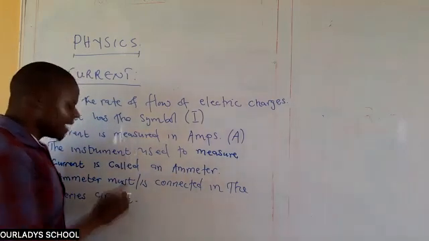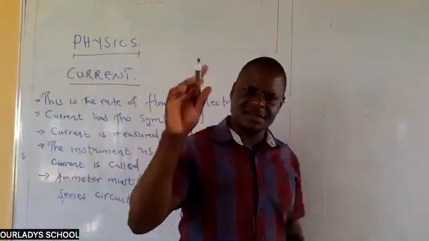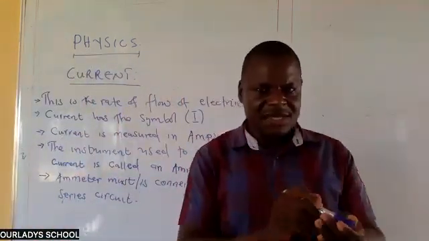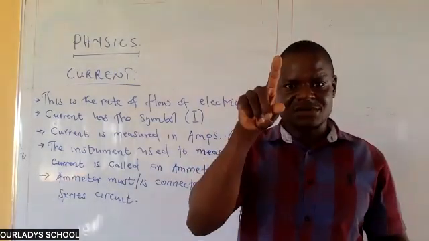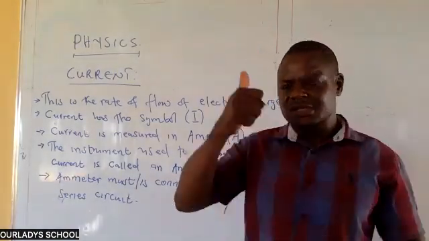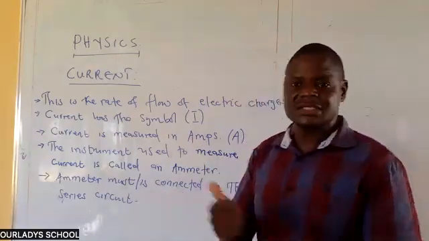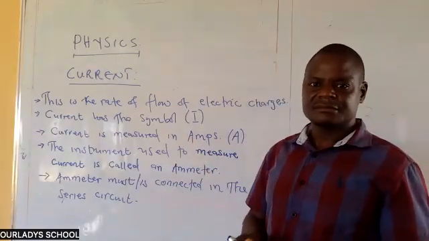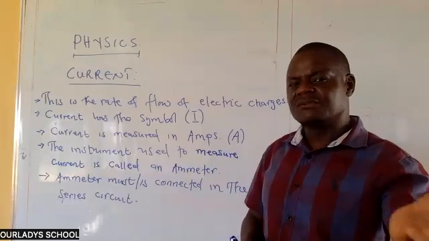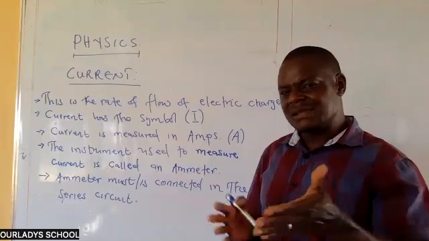Whenever you find there is some form of a circuit and there's an instrument connected in the circuit, and they ask you to determine that instrument, for some reason you should go for the ammeter. We're talking about the rate of flow. Why don't we connect it in parallel?